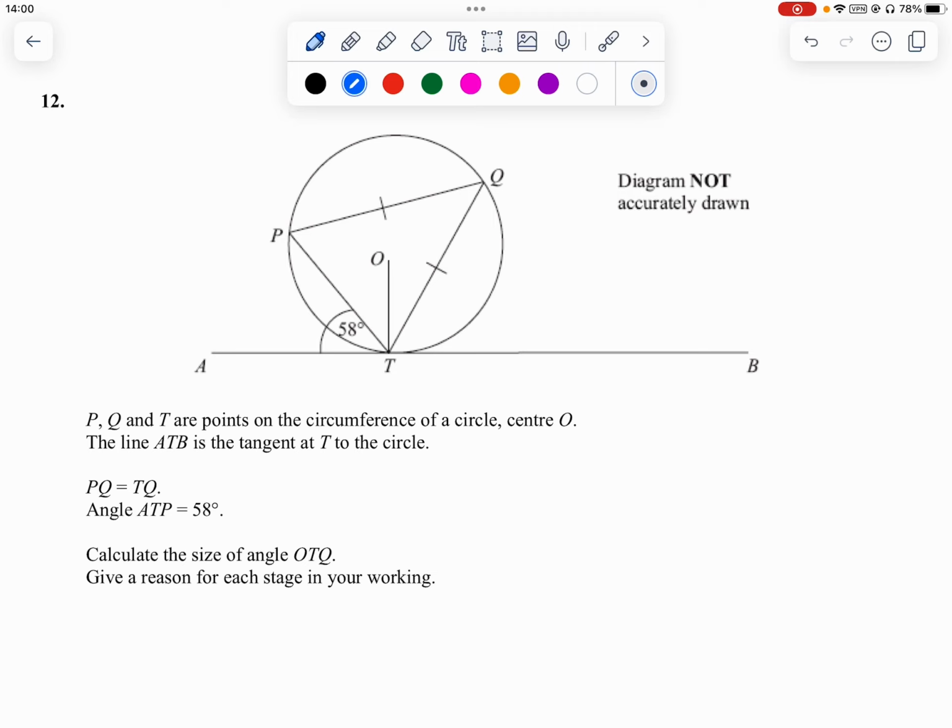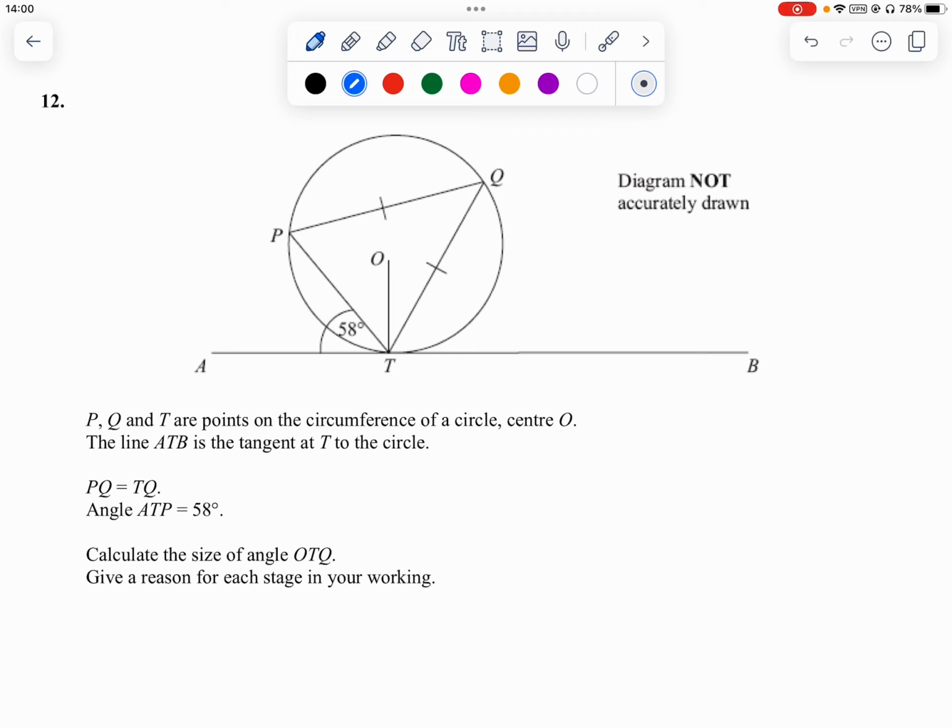Question number 12. P, Q and T are points on the circumference of a circle, center O. The line ATP is a tangent to the circle at T. PQ equals PT or TQ. Angle ATP equals 58. Calculate the size of the angle OTQ. Give a reason for each stage in your working. For each stage we have to give a reason.